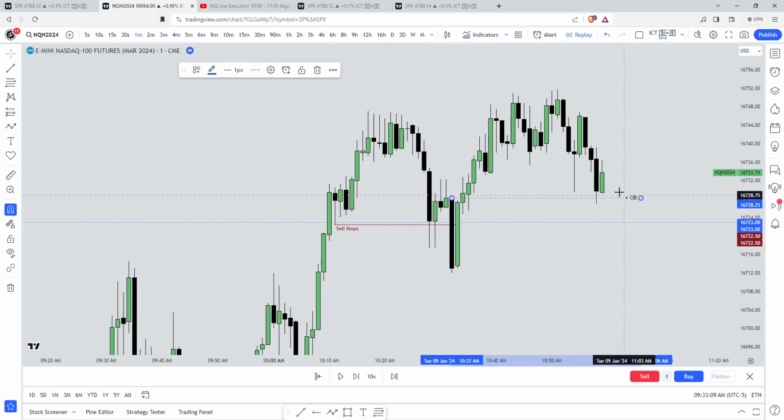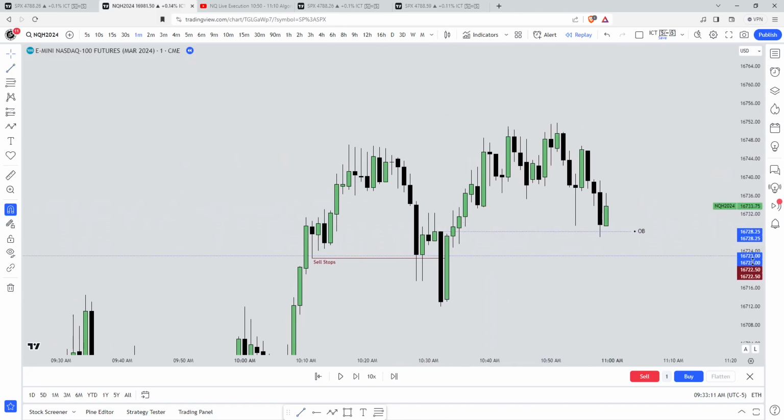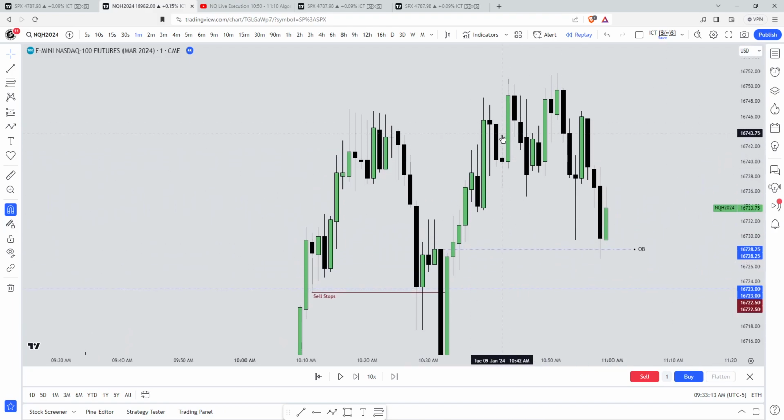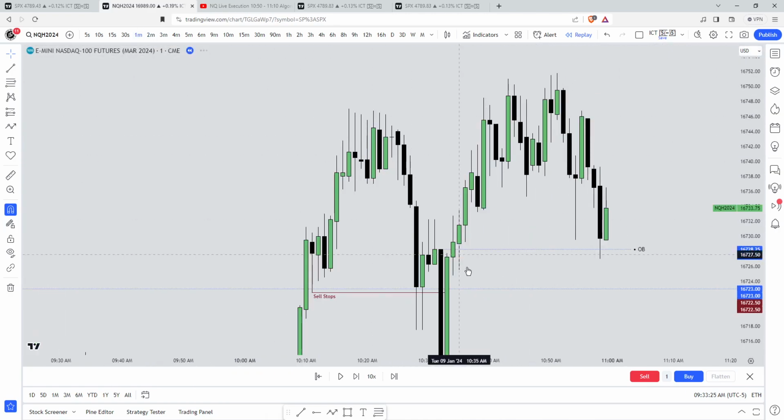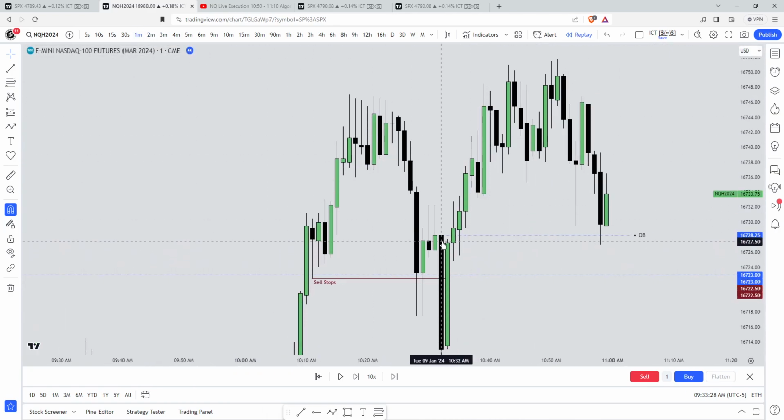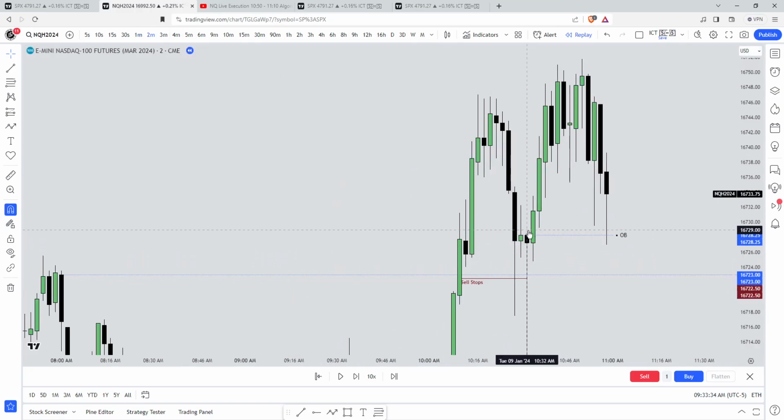So if you study my entry as well, you'll notice that I got in somewhere over here. Using the same idea, price created a change in the state of delivery, fair value gap right there. If you look on a 2-minute, it created a fair value gap right after the order block. So sometimes if I'm looking at a 1-minute time frame and it doesn't create the change in the state of delivery or the fair value gap right after, I'll go to a different time frame because here it did.